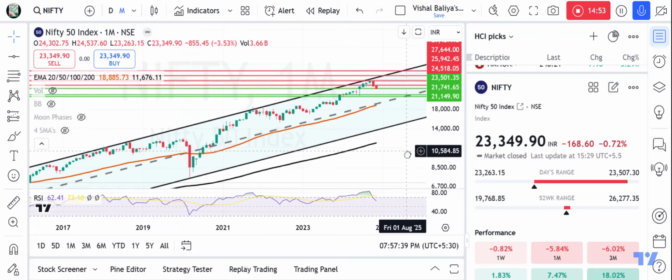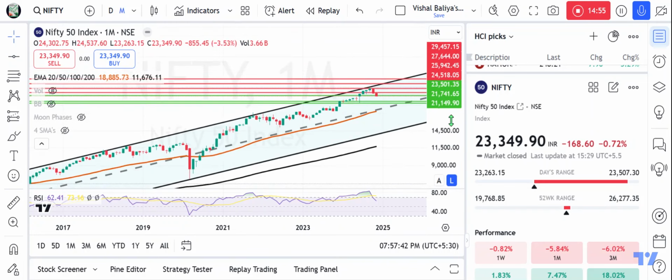We don't know right now, because predicting the exact bottom and exact top is a very difficult thing for anyone. We can just guess about the supports and the resistance. But this is the long term channel drawn on the monthly candle.